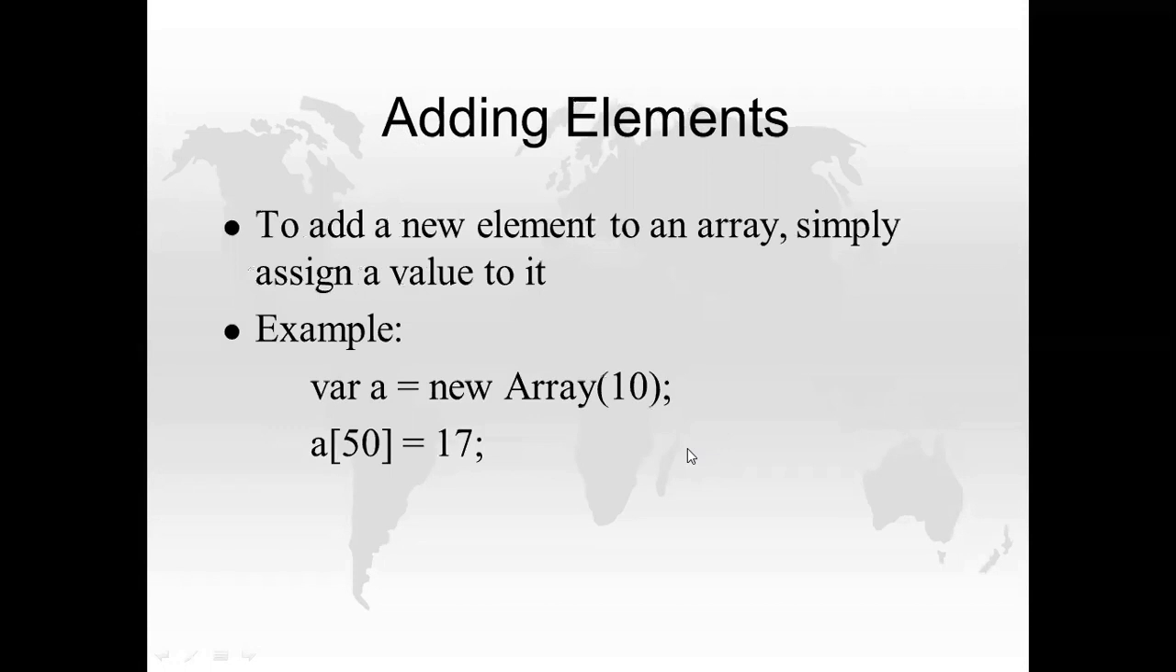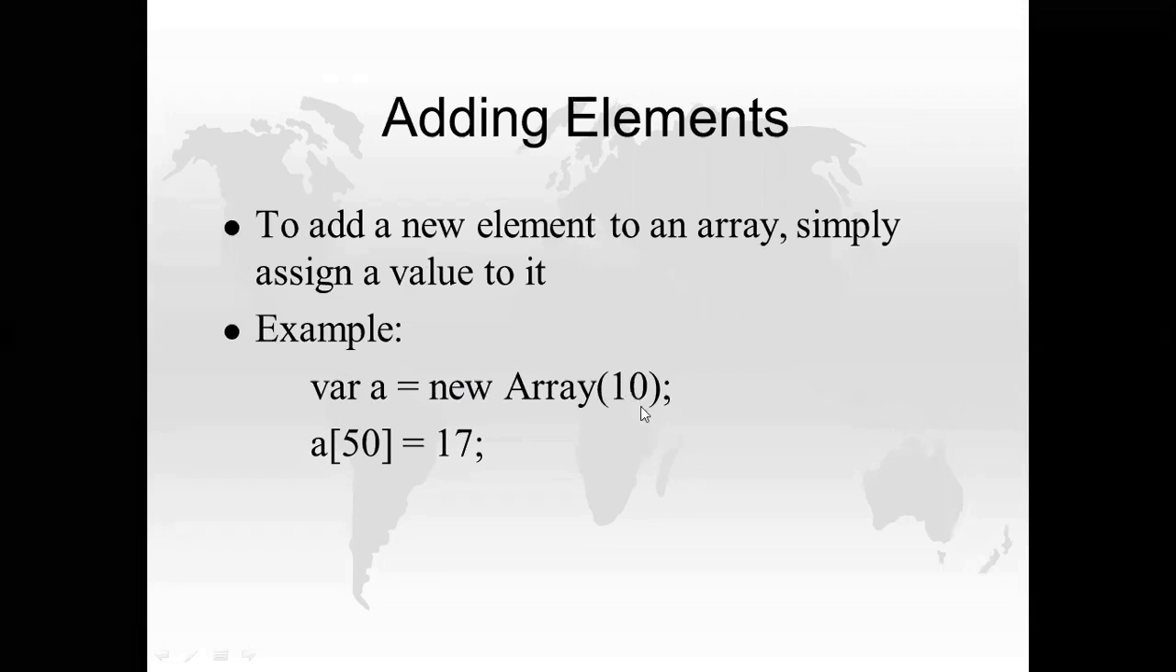Then adding elements: how to add elements to an array? Simply we assign the value to that index number. Whenever we want to add a new array element, we have to give the position and the value to that index number. Here we are going to see the example. Variable a is equal to new array, it consists of 10 elements. At the 50th position we are going to add the value 17. In that array we assign the value to this.